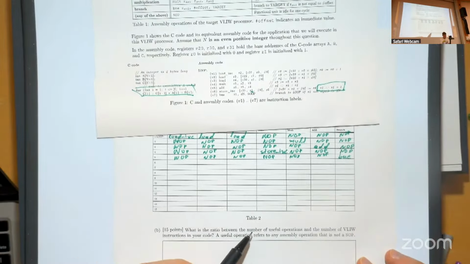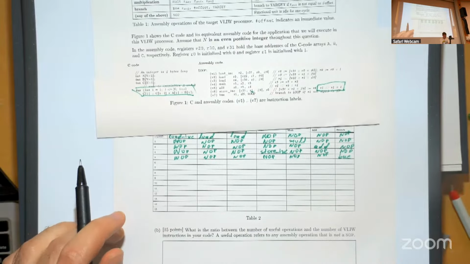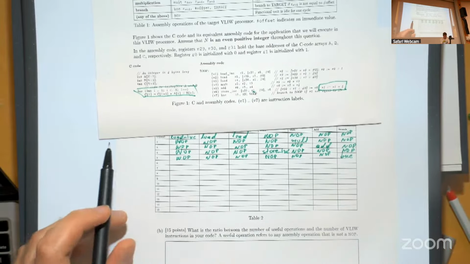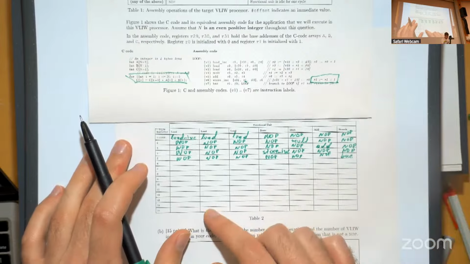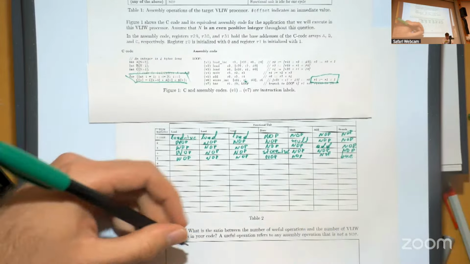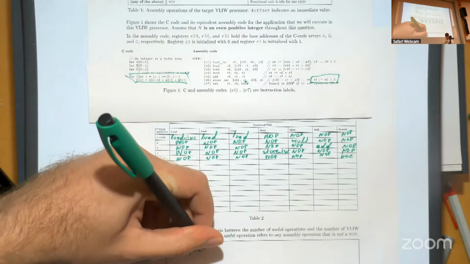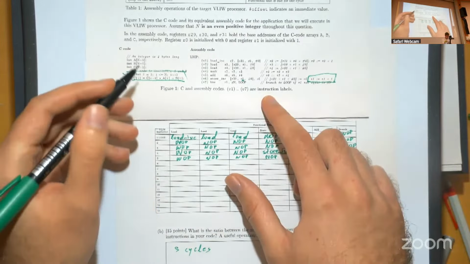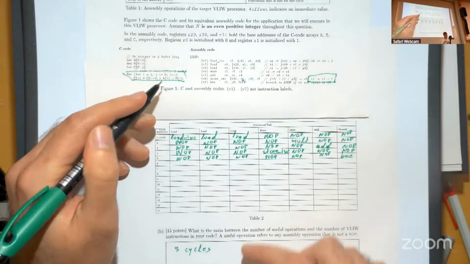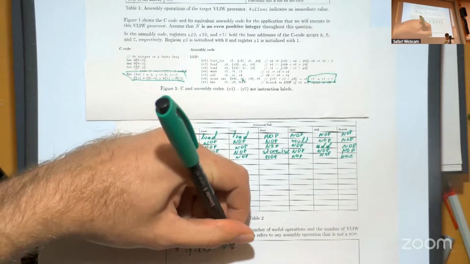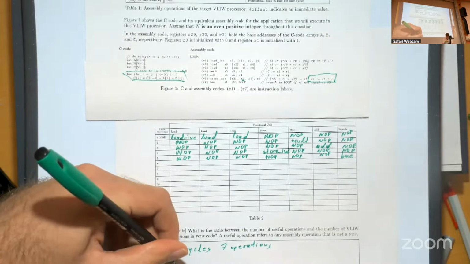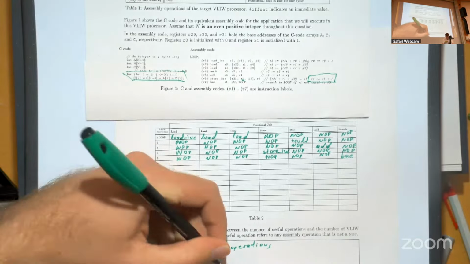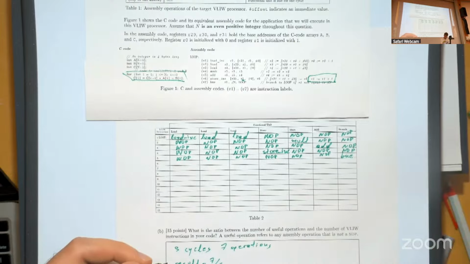What is the ratio between the number of useful operations and the number of VLIW instructions in your code? A useful operation refers to any assembly operation that is not a NOP. So here, as you can see, it took us 5 cycles to schedule everything, and we had 7 operations to schedule. So the result here equals 7/5. Yeah, that's it.